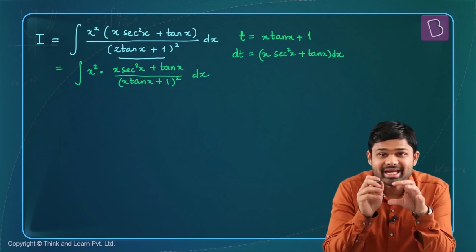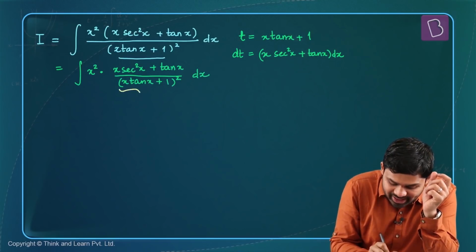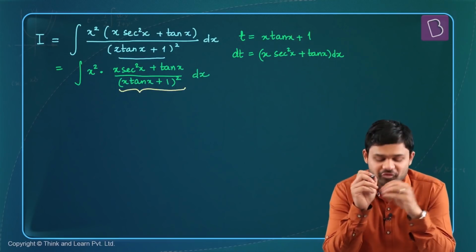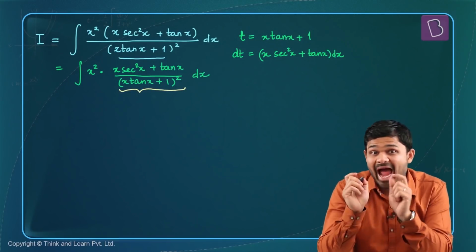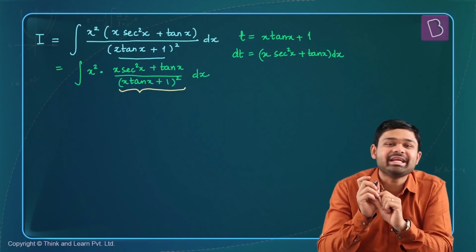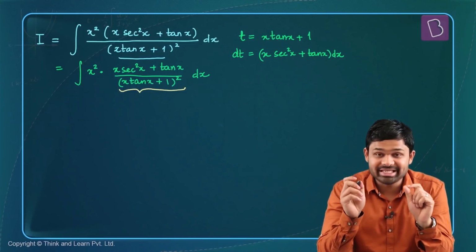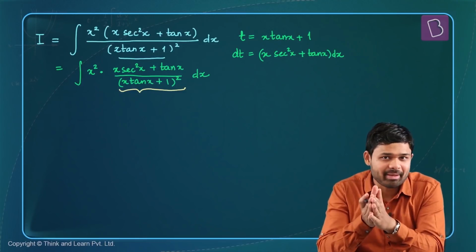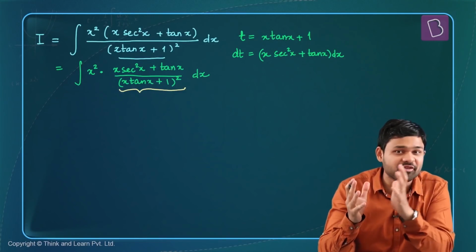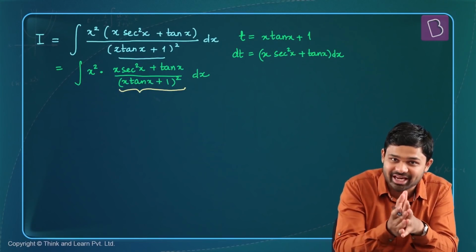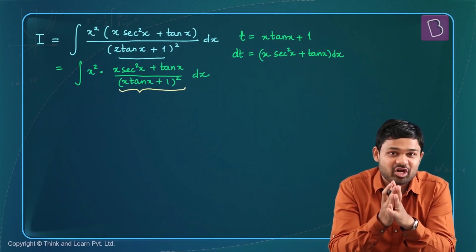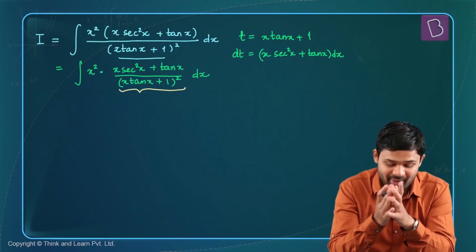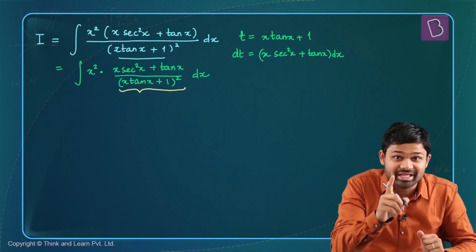Now see, this second function here is of the form dt divided by t square, and I know how to integrate dt divided by t square. So what is integration by parts? In integration by parts, you never integrate the first function. You only integrate the second function. So if I know how to integrate the second function, I can actually use integration by parts.